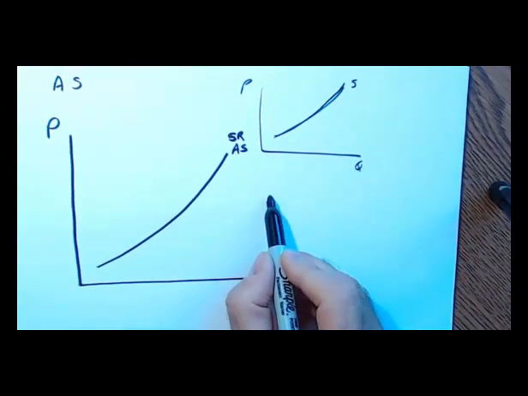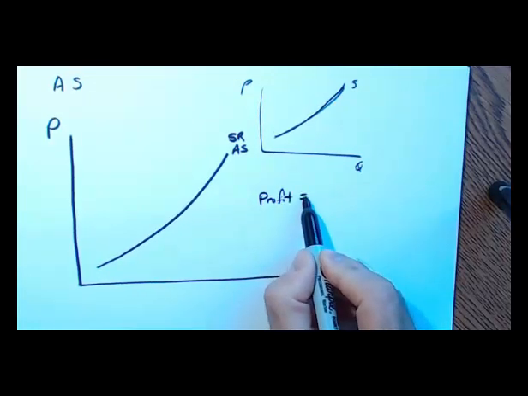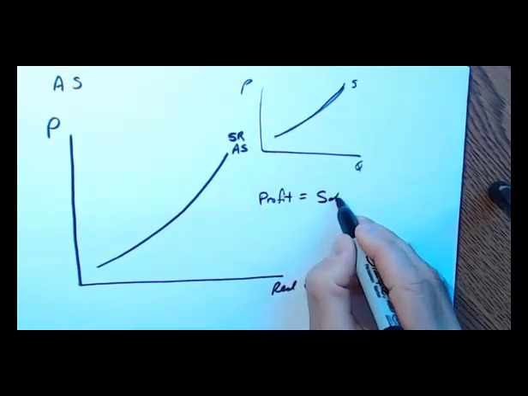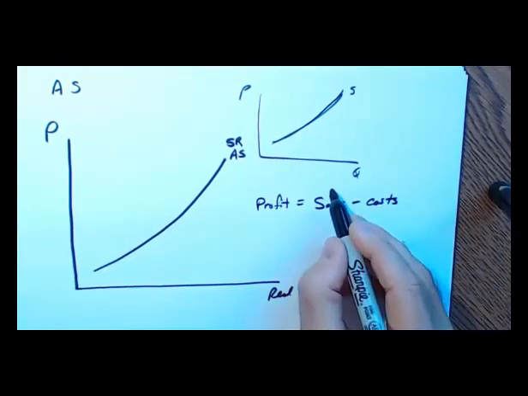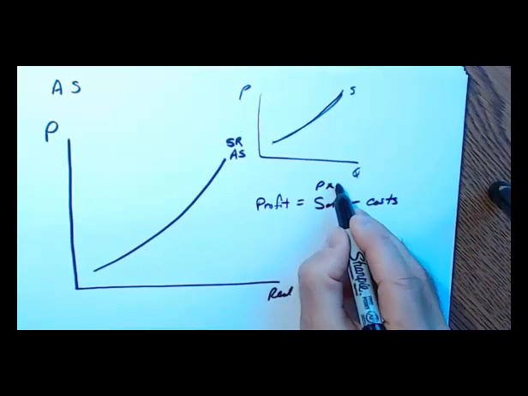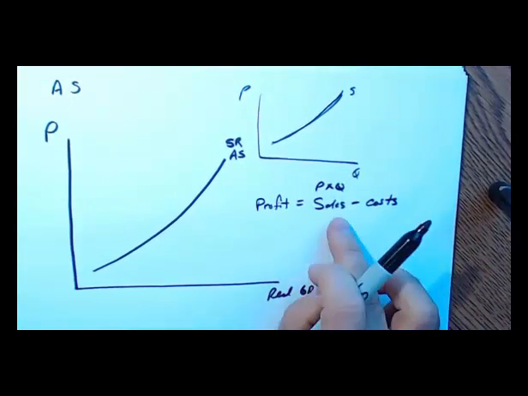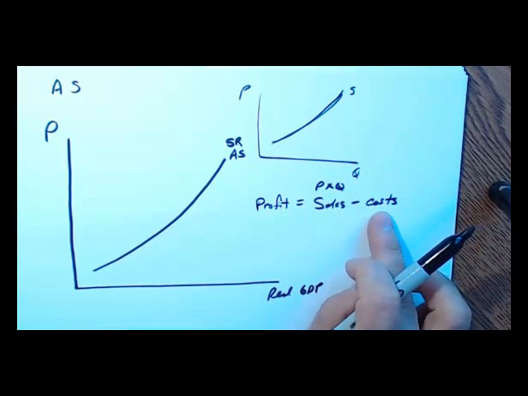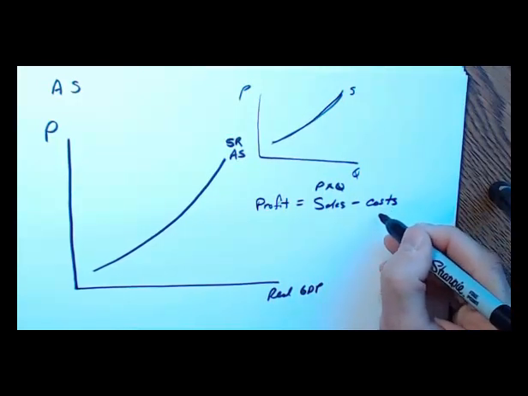And so here's the story. You know that profit of a firm equals its sales minus its costs. And sales are P times Q, you can think: price times the quantity of units sold. And costs, a dominant factor in your costs, are wages.